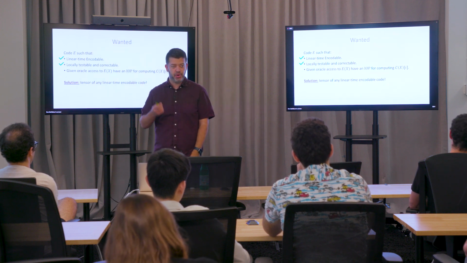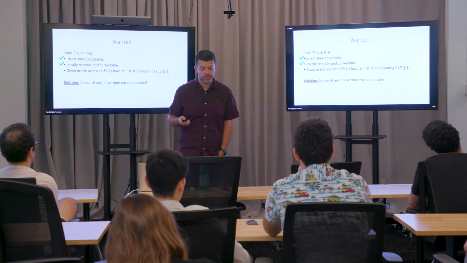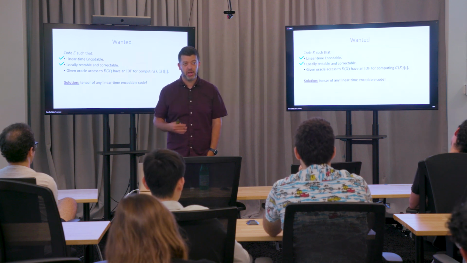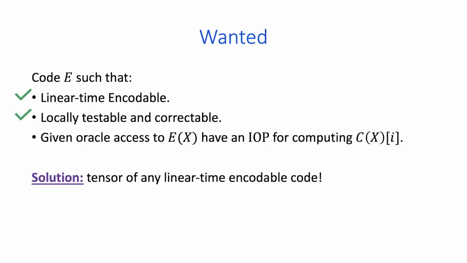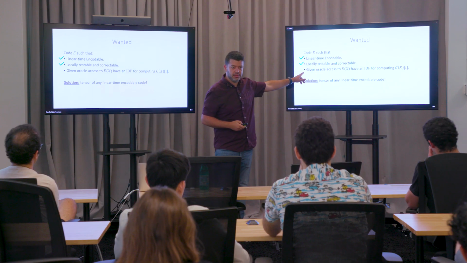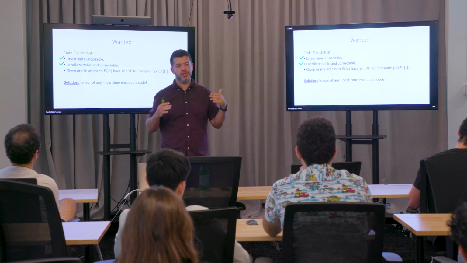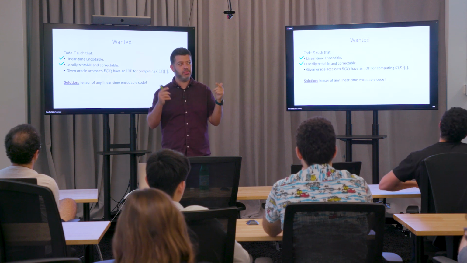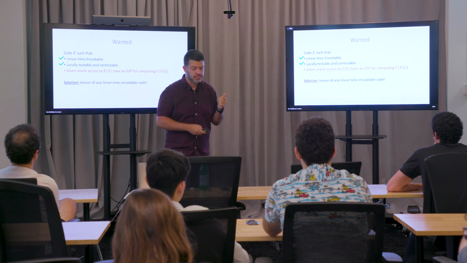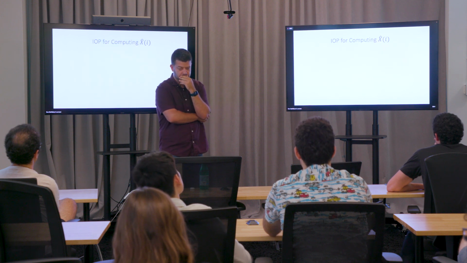We said already before we had these results showing that in general, tensor codes are locally testable and correctable, which again is this thing about when I instruct the prover to send a tensor codeword, it will send the tensor codeword. So all that remains is this tricky property, right? Given Oracle access to encoding of X, I want to be able to compute C of X in some location I. So how do we do that?